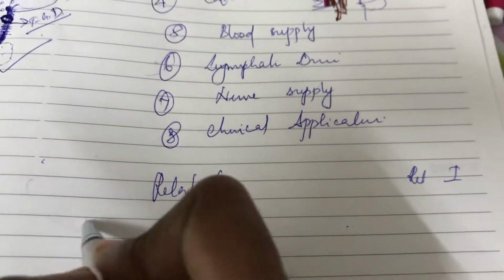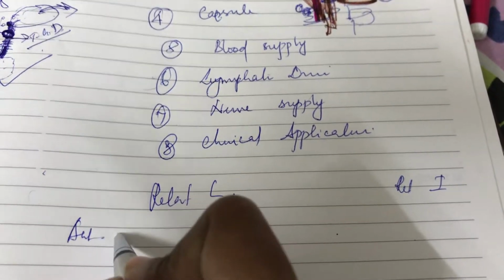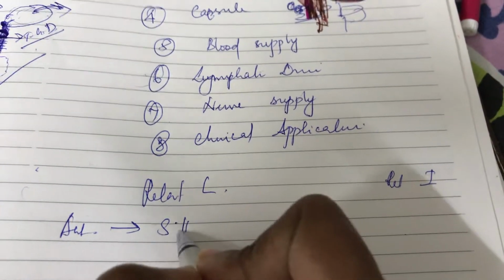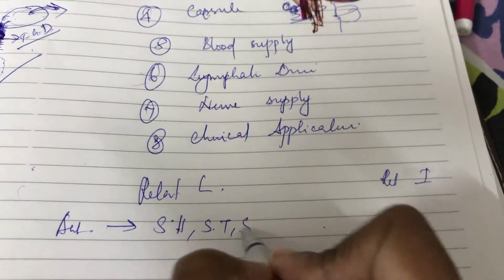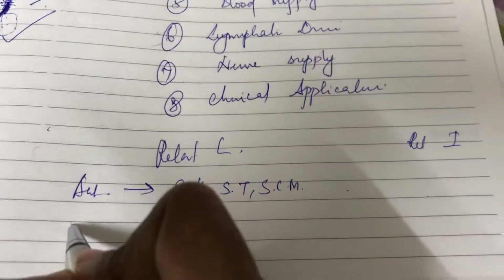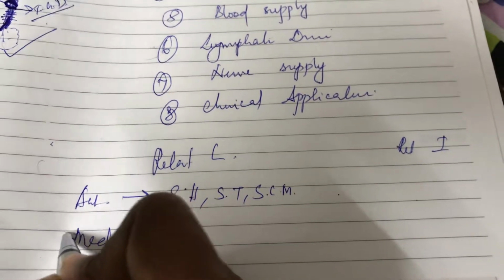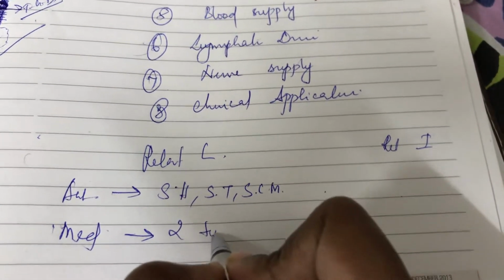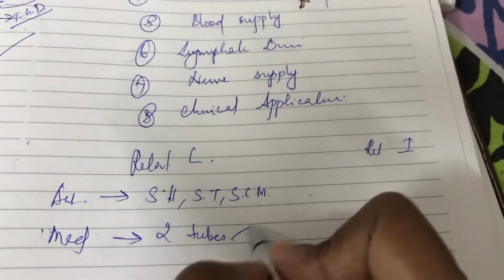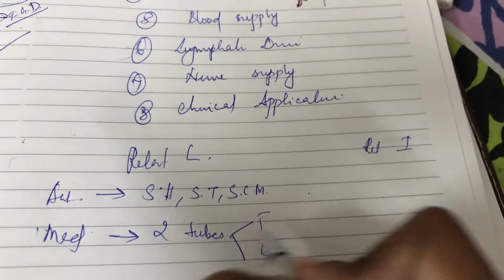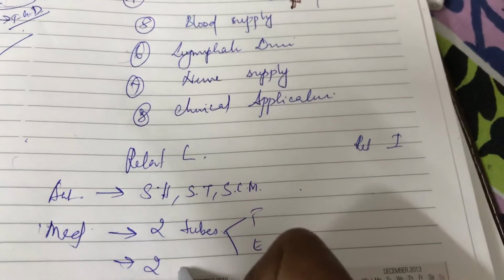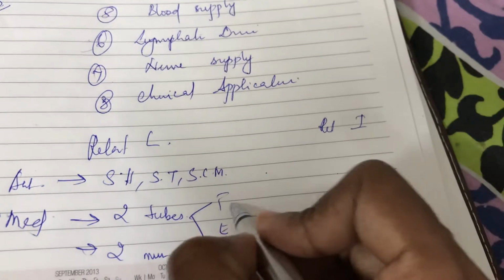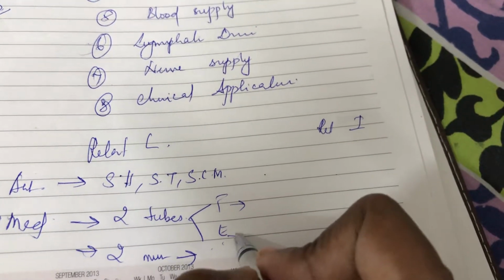So for the lobe, what will you write? Anterolateral or superficial relation: sternohyoid, sternothyroid, sternocleidomastoid. And then medial relations, actually medial relations. Medial relations you have to write two tubes, trachea and esophagus, and two muscles. What are the two muscles you will write? One for the trachea and one for the esophagus. You have to write two muscles.